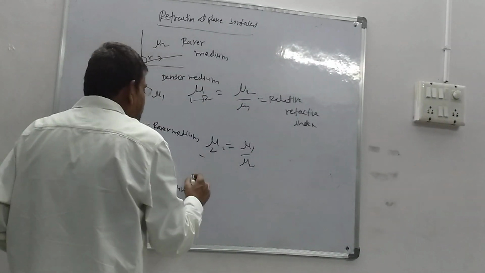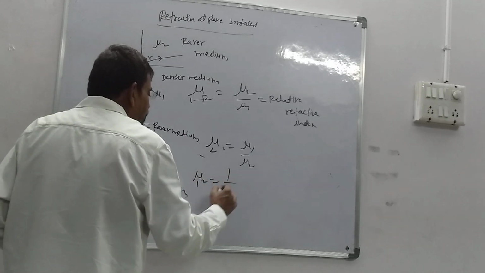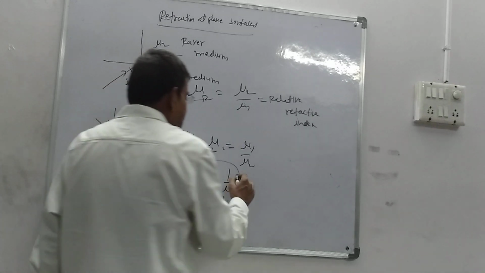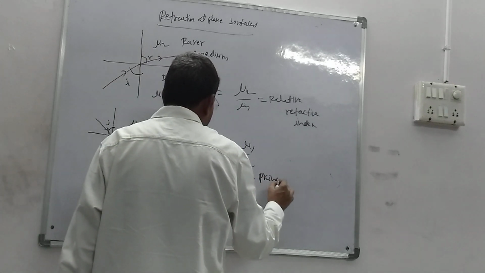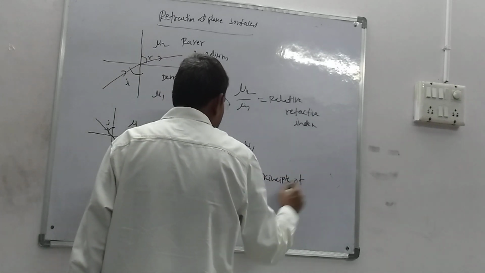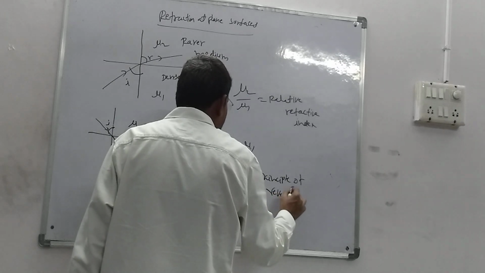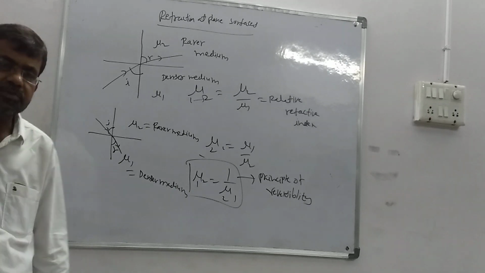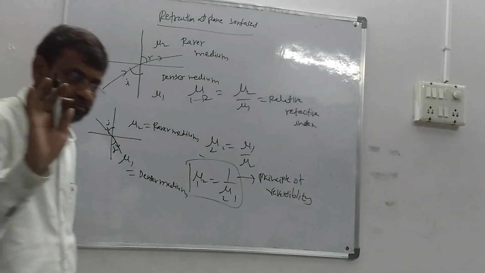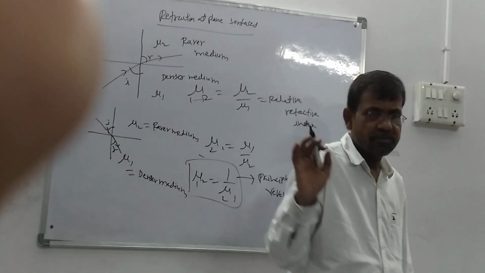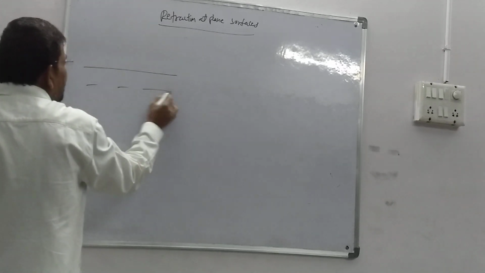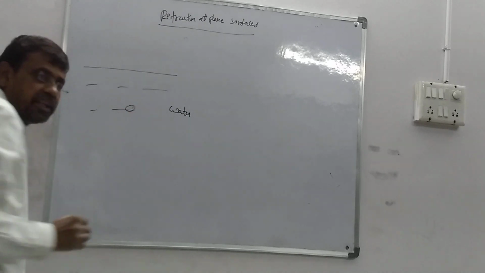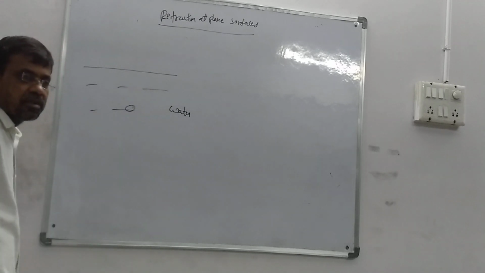So in this way, if you do it, what are we getting? Mu 1 2 equals 1 by mu 2 1. This is called principle of reversibility. So this is about the refraction at plane surfaces. Some topics again there. Here I am taking water, and here I am keeping a coin. We are observing from air.